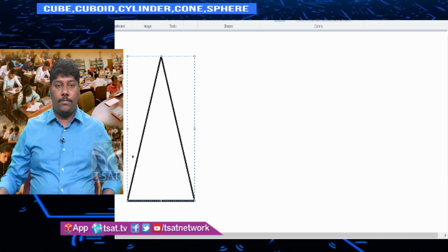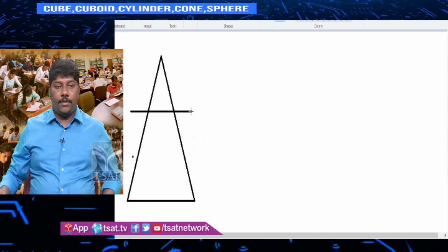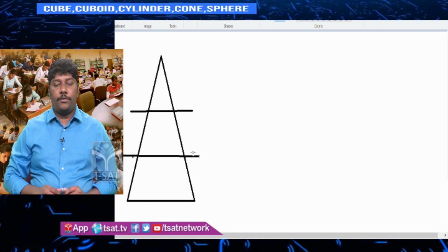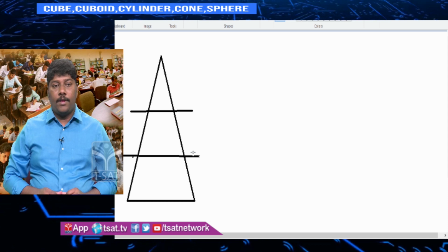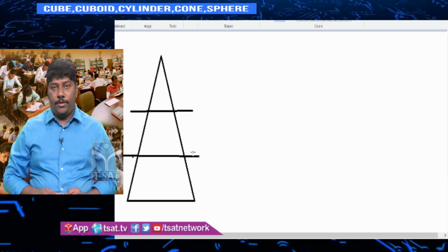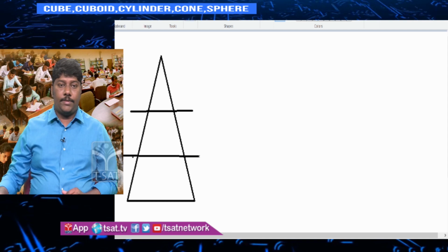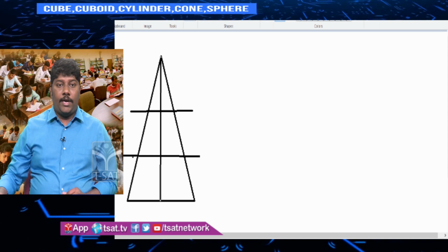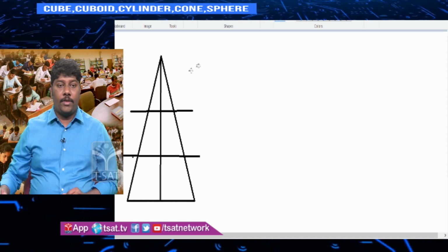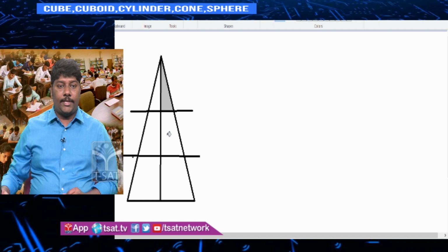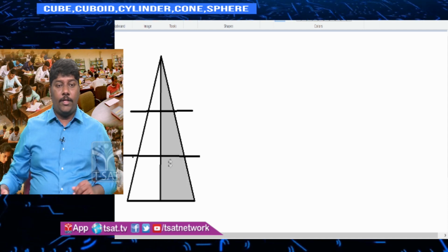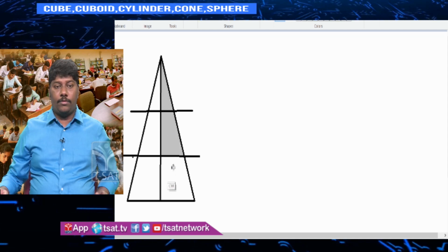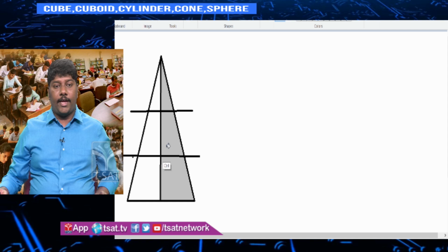When you are cutting a cone by using a plane which is parallel to the base, you are cutting the cone into 3 parts. You are cutting the height of the cone into 3 equal parts. If you can see this smaller triangle, the second smaller one, and the larger one, all the 3 triangles here, triangle 1, triangle 2, triangle 3, are similar to each other.